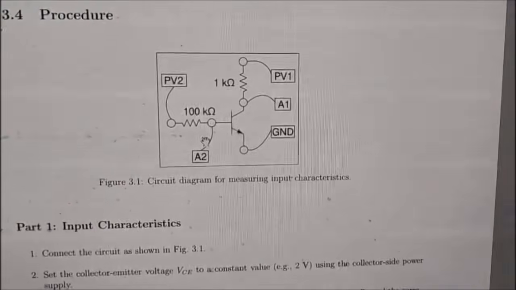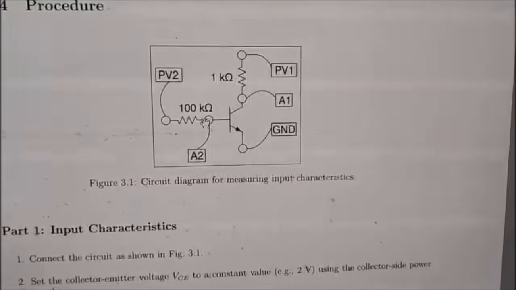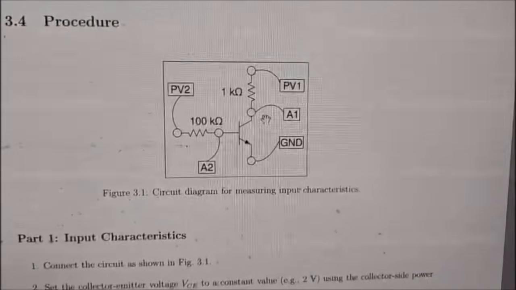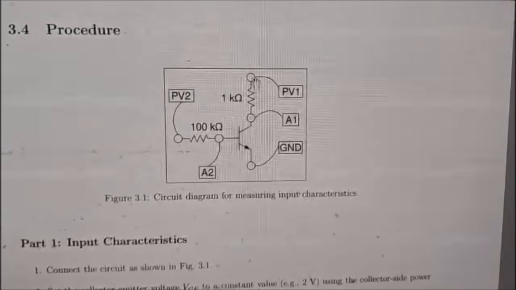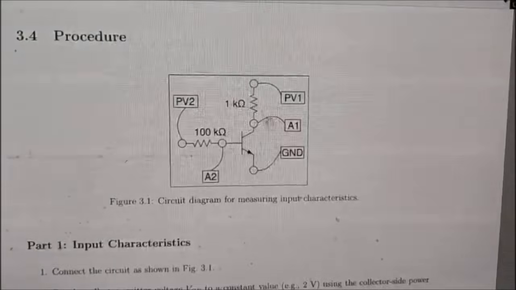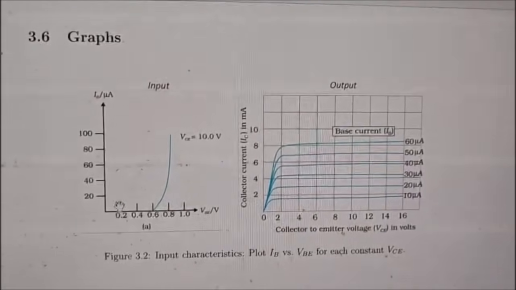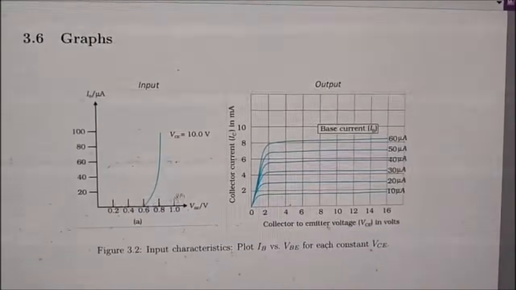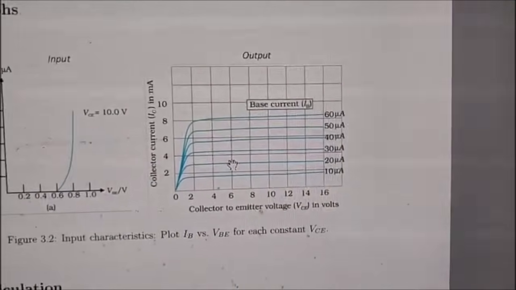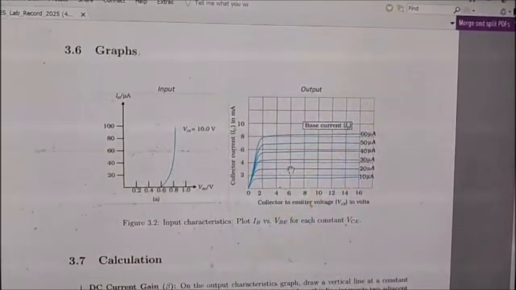Okay, so for input characteristics, basically we have to find out across this base the current voltage graph, and for the output characteristics we have to find out the current voltage graph across this collector, so basically with collector to emitter. If we look at how this graph will look, at the input, since they are in forward bias, they will be like a PN junction diode in forward bias, and the output graph will look like this. Okay, so this we have to do using this SEE Lab kit.